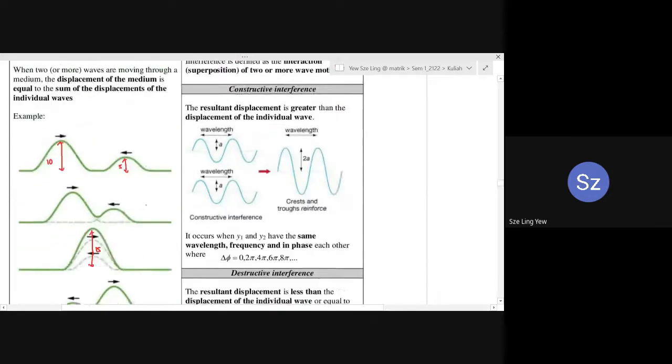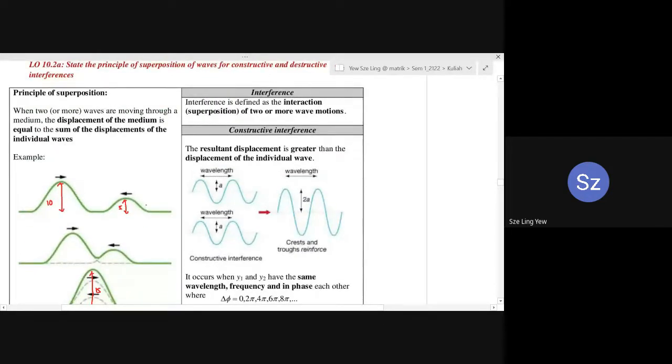So that is the meaning of the principle of superposition. They are overlapping, so you add them up. Because of this principle of superposition, we have interference of two waves. Interference is defined as the interaction of two or more wave motions. And now we have constructive interference and destructive interference.